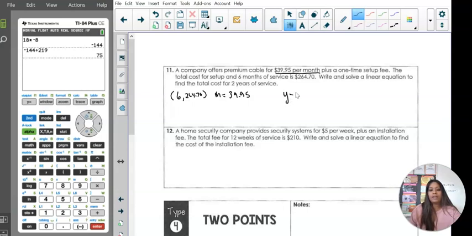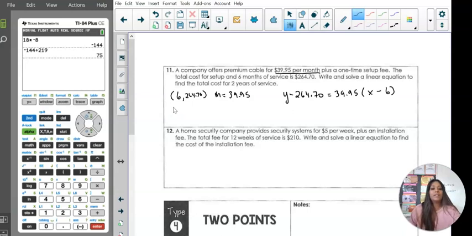So you have y minus my y coordinate equals my slope, a lot of numbers, times x minus my x coordinate, which is 6. And then we can use this formula to do the rest of the problem.